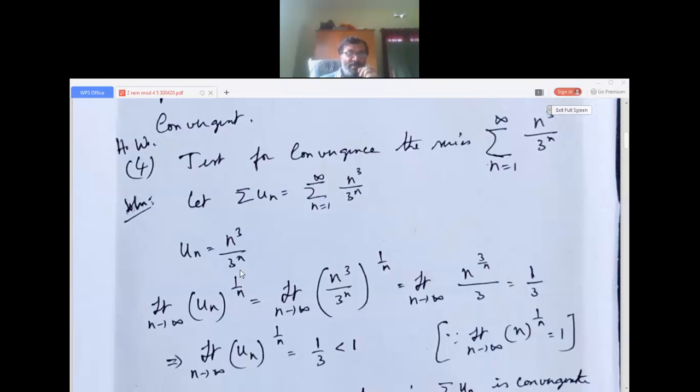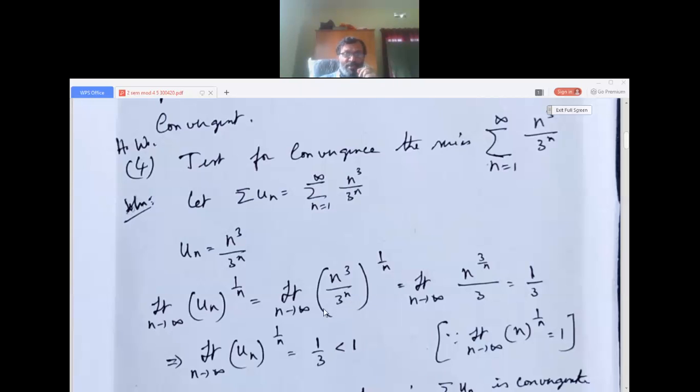Okay. Then the Cauchy's root test means limit n tends to infinity un power 1 by n. So limit n tends to infinity, in place of un I write this, that is n cubed by 3 power n, whole power 1 by n. Here, it's nth term.